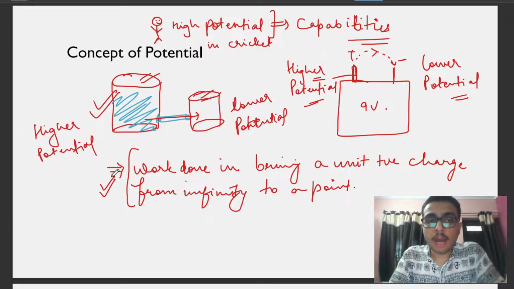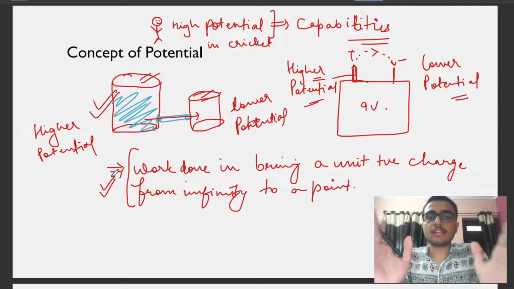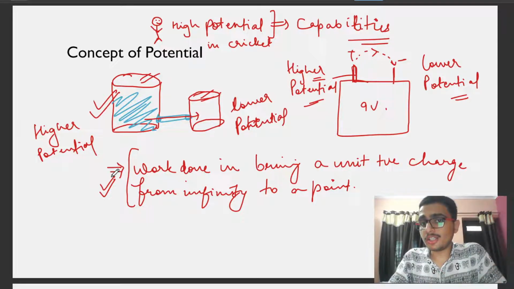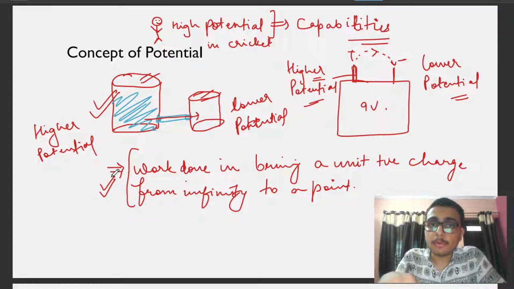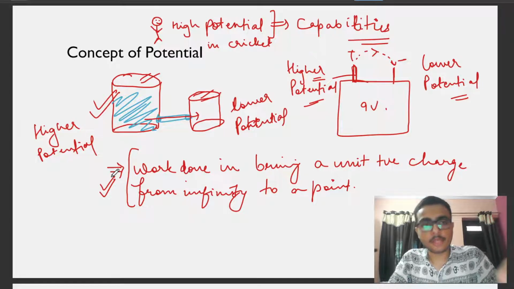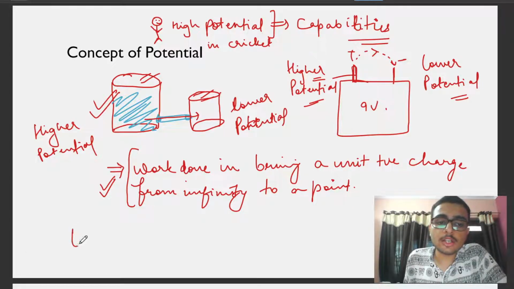But now, just understand the concept of potential as that we have one higher potential terminal, we have a lower potential terminal, and the current will flow from higher potential to the lower potential. That's it. Okay. Now, what is the unit of potential? Unit of potential is volts.